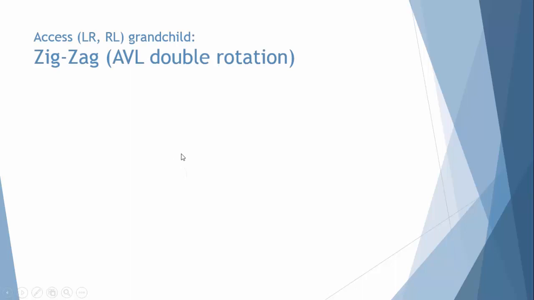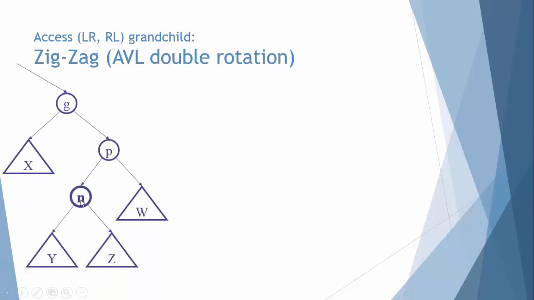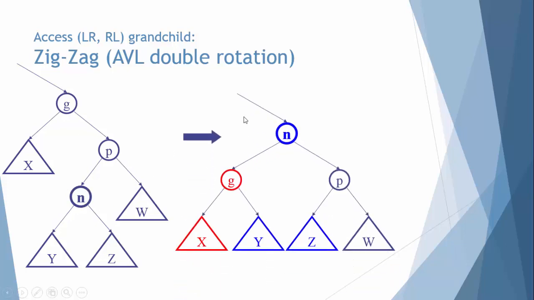Okay, for the third case, we access the left or right grandchild, and this pattern is called, as we talked about earlier, the zig-zag pattern. It is an AVL double rotation. Here we need to splay N, and we have a parent and grandparent in a zig-zag pattern. What we need to do is make N the root of the whole tree and split the tree into two subtrees, P with W and G with X. The left child of N, which is Y, becomes the right child of G, and the right child of N, which is Z, becomes the left child of P.